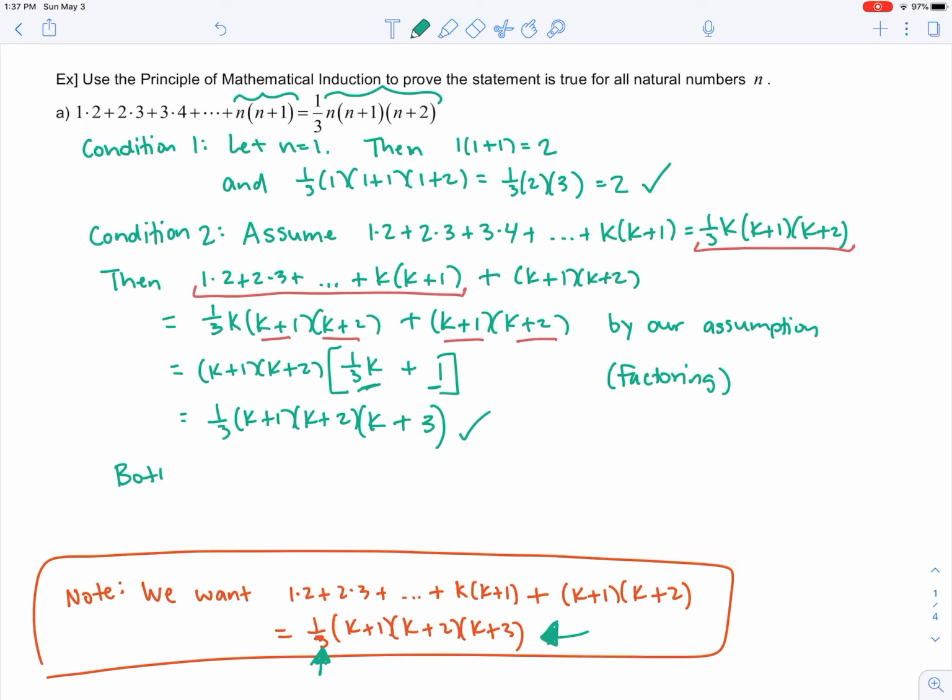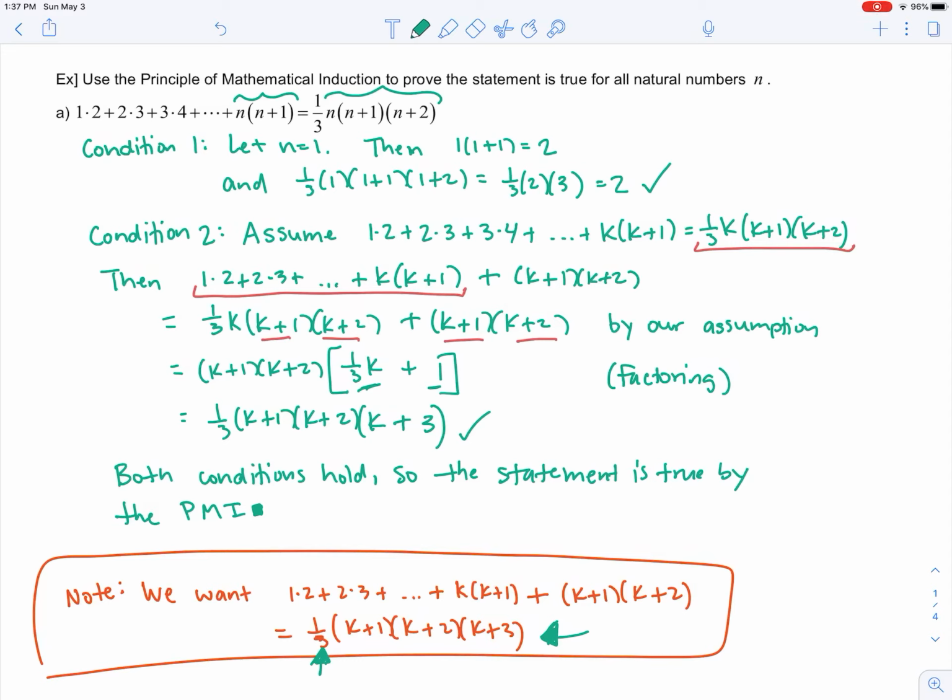So I'll put kind of a little summary. Both conditions hold. So the statement is true. By, and then we have a shortcut of writing this, the PMI, which stands for Principle of Mathematical Induction. And when you finish a proof, you would normally draw some sort of square or some sort of symbol. Square is sort of the accepted one.